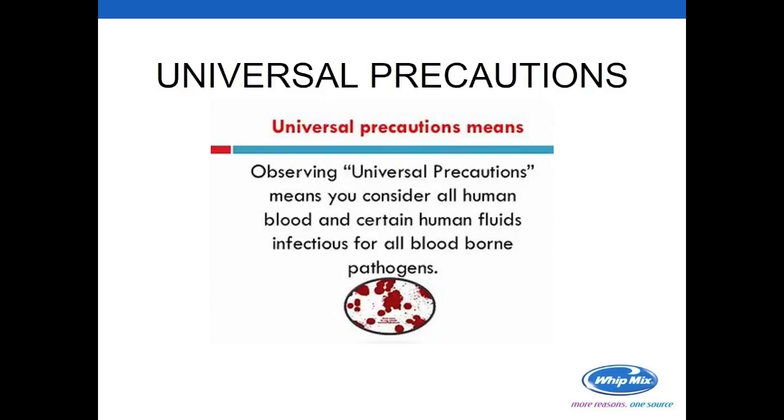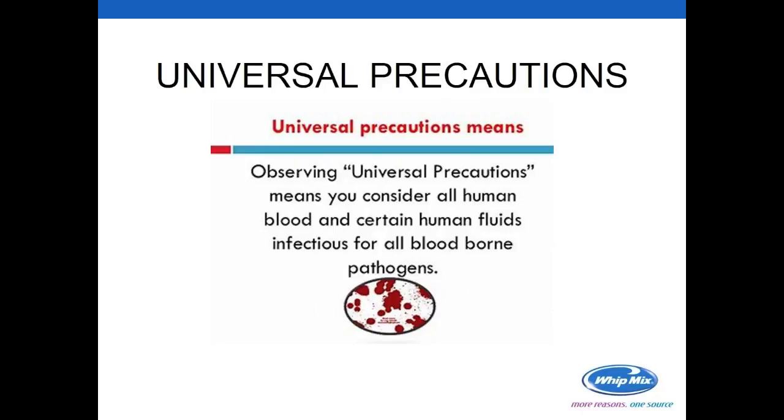Okay, so let's talk about this thing called Universal Precautions. You've heard that mentioned 100 times, but let's just say that this definition is a really good one. Observing universal precautions means you consider all human blood and certain human fluids infectious for all blood-borne pathogens. And since all humans have blood and human fluids, then you have to assume that everybody is infected. That's universal precautions.